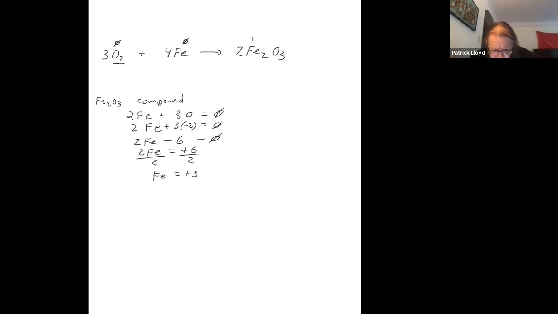So +3. Remember the oxidation state, you put the sign, positive or negative, and then the number. And you do need to put positive. You can't just put 3. That's ambiguous. So you've got to put +3.